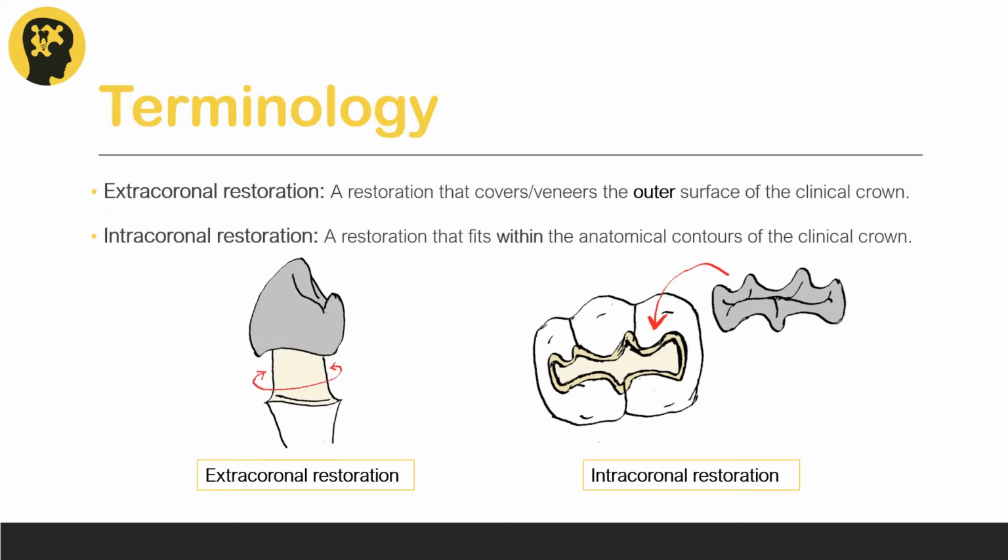Now, let's go over some very basic terms to just kind of warm ourselves up a little bit. So, extra means outside or outer, and intra means inner. And coronal as a term refers to crown. Therefore, an extracoronal restoration is a restoration that covers the outer surface of the clinical crown. And an intracoronal restoration fits within the anatomical contours of the clinical crown.